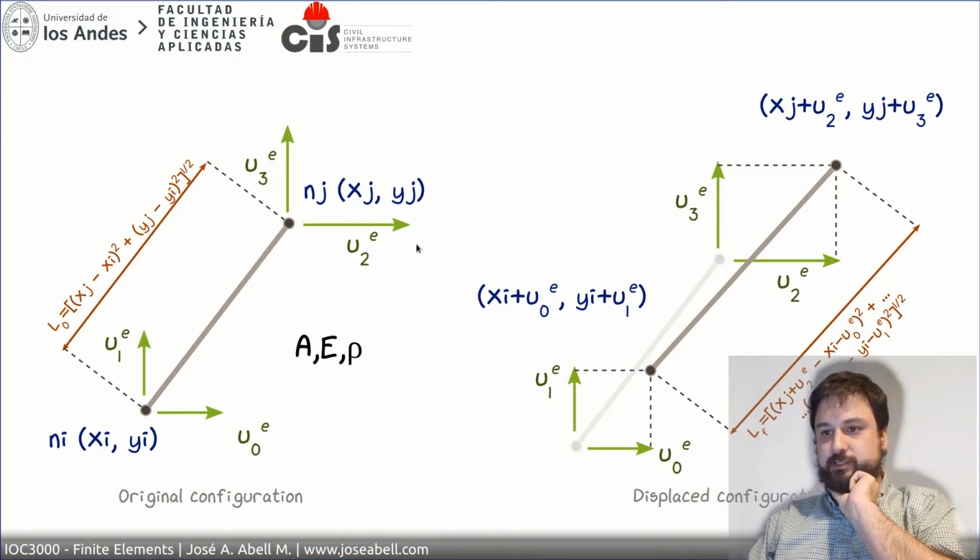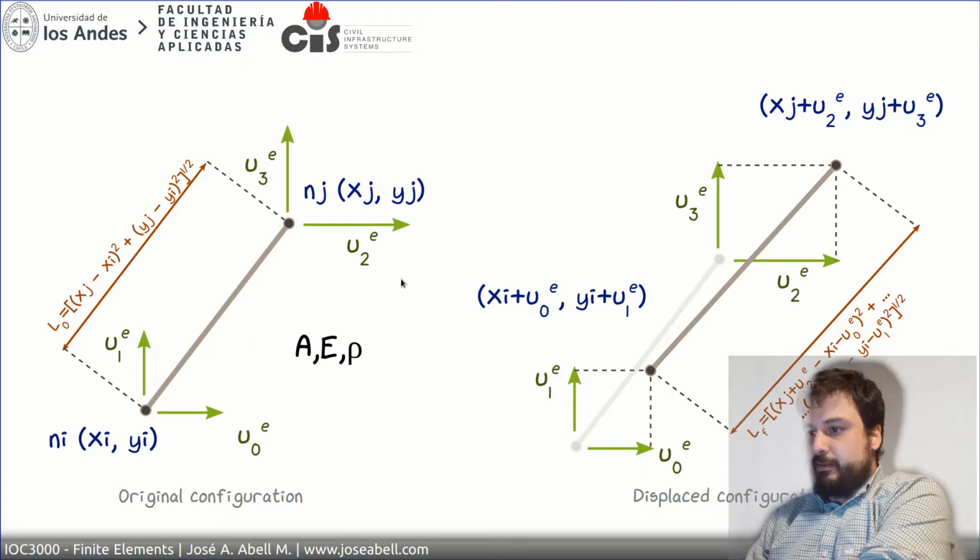U2 is the horizontal degree of freedom at node j, at node 2, right? And then minus the final position of this node, which is similar. Take the square of the final positions, add them, and take the square root. That's the final length of the element.